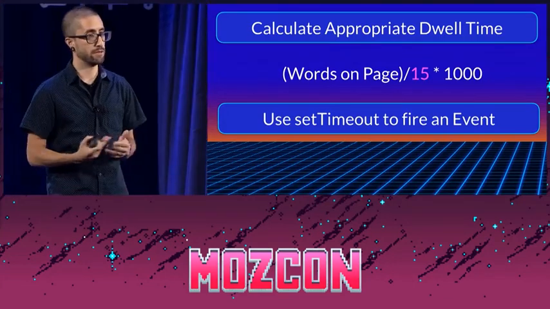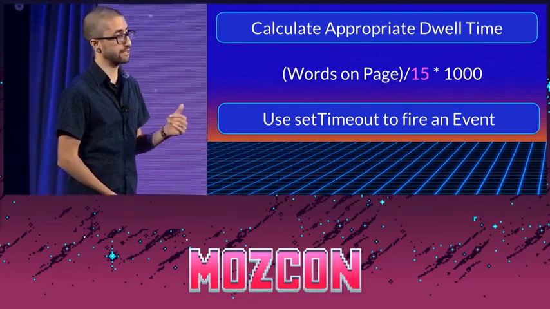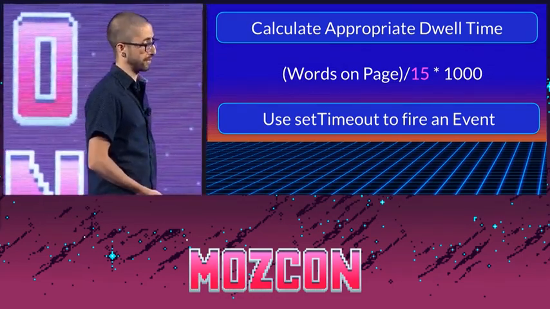So on a home page, maybe you want them there for 20 seconds before you're considering them a sticky visitor. On a blog post, that's going to be more like 2 minutes because it's much, much longer based on word count.